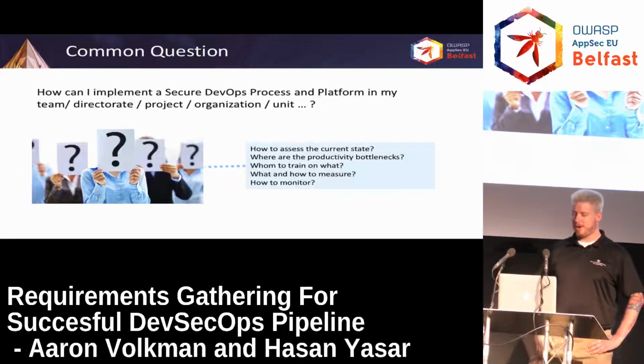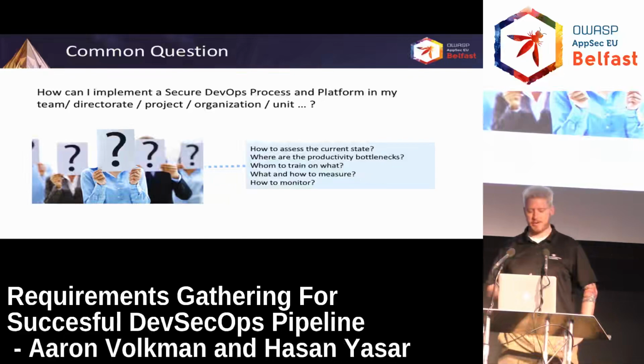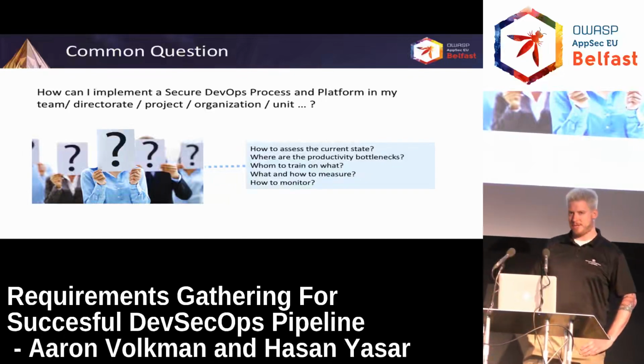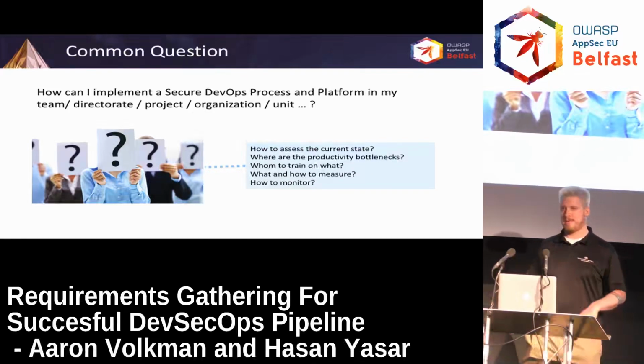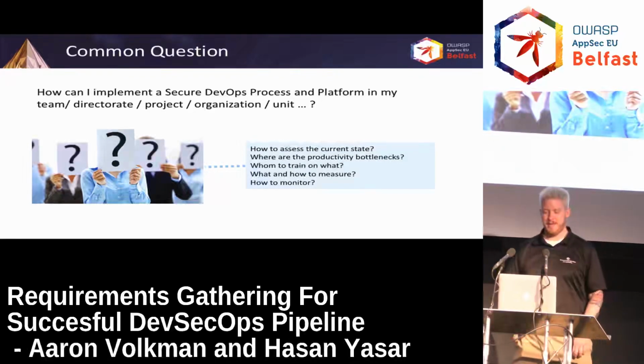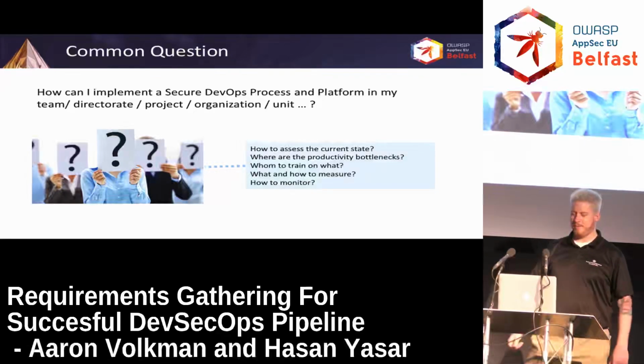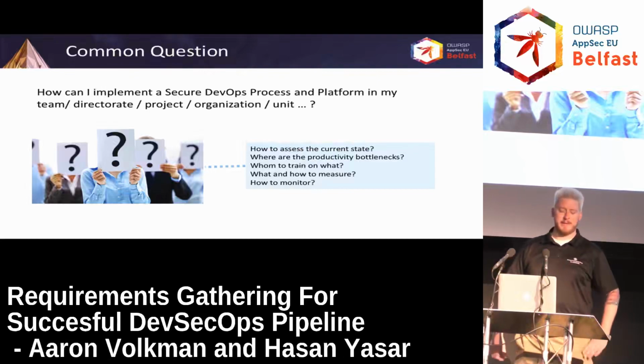Where are the productivity bottlenecks? Whom to train on what? Wish everybody could be a generalist, but it requires a lot of specialized skills and a lot of growth, and organizations end up changing who they are as the result of a DevOps transformation. So our friends need help in training and knowing what skill sets they need, what and how to measure so that we know that we're being successful, and finally how to monitor on an ongoing basis so that we know what we're doing is working for us.